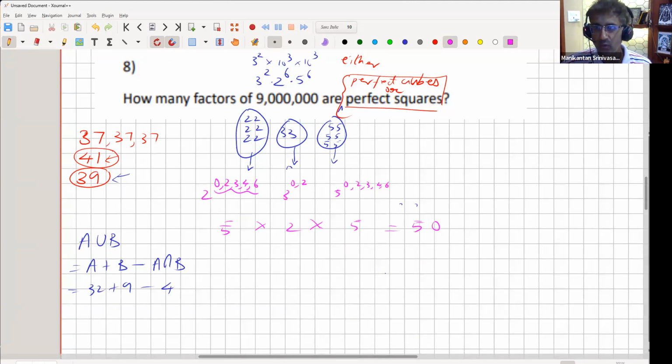Perfect squares or perfect cubes? So it'll say that 2 raised to 3 into 5 raised to 3 into 3 raised to 2 into 5 raised to 0.